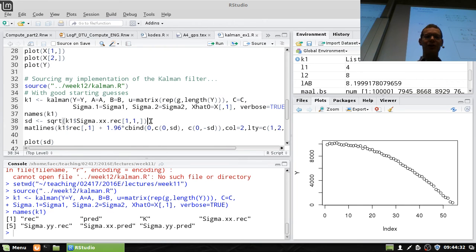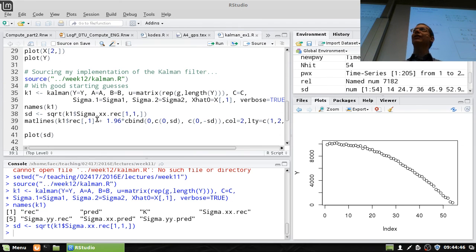And if I just take the first element, as in xx, that is the reconstructed uncertainty or variance of the position. Take the square root of that, then I get a standard error of the reconstructed position. Then I will plot the reconstructed value plus minus 1.96 times the standard error.